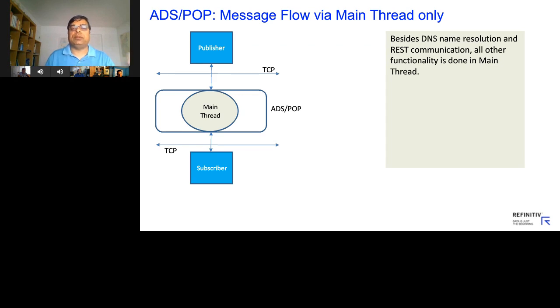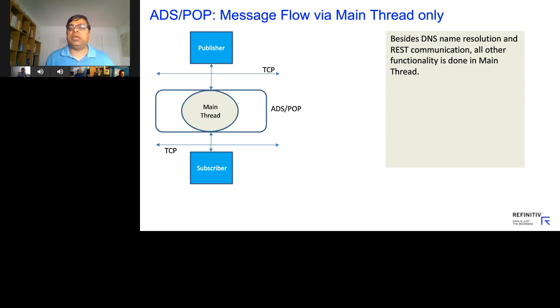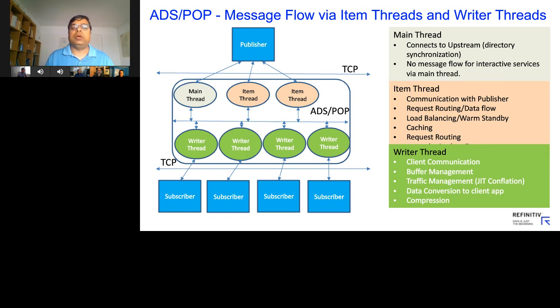If you were to use just the main thread, everything happens in the main thread. And if you want to use the writer threads, then the functionality of communicating with the publisher, the caching, the MQs, load balancing or standby, and request routing is all handled in the main thread. And the writer thread will do the communication with the clients, the just-in-time conflation, last-mile conversion to the client application, and compression. So that is all done in the writer thread. If you have a large number of client connections and a low to medium message rate, this is a good threading model to use.